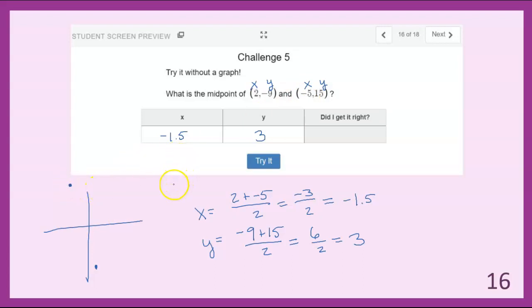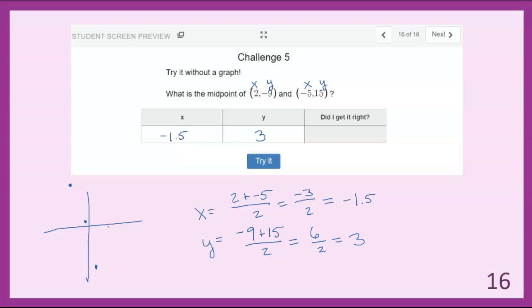And then -1.5, 3, -1.5 is maybe right about here, and 3. And we'd ask ourselves, does that look like it's about the middle? It's a little bit off because I'm just doing a very basic sketch here. This isn't very precise, but yeah, it does kind of look like the distance here is pretty similar to the distance here. So that's a good check to make sure that we did this correctly, that we used sort of the correct process.